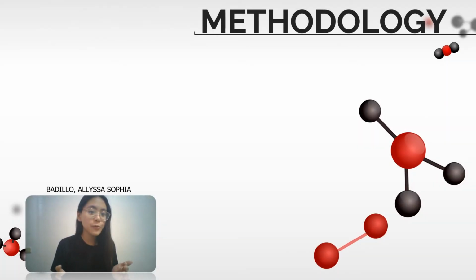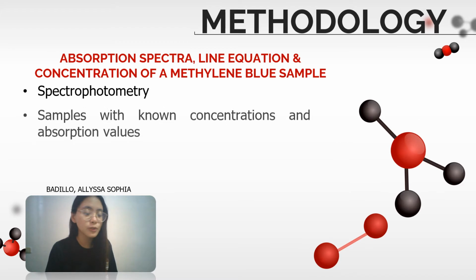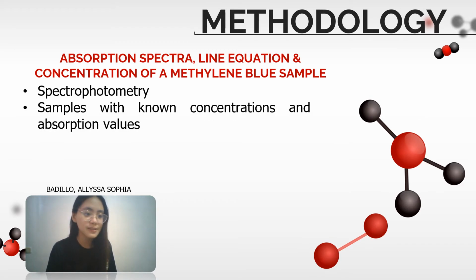We are now moving forward with the methodology for this experiment. The experiment is pivoted in the determination of the absorption spectra of a methylene blue sample, the line equation that would relate absorption and concentration, and the concentration of one sample of methylene blue. Ascertaining the absorbance spectrum of the samples will be done through the process of spectrophotometry. Meanwhile, the line equation will be derived from the samples with known concentrations and absorption values. Lastly, through the analysis of the trend line, the methylene blue sample with an unknown concentration can finally be deduced.